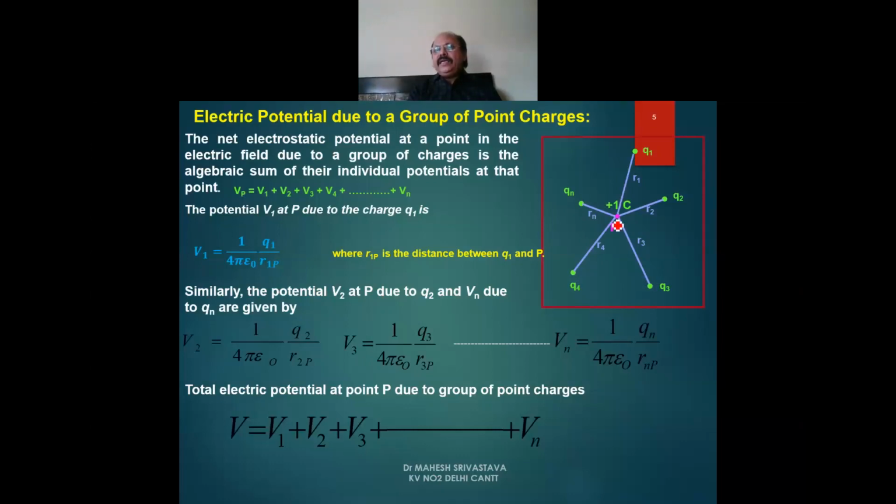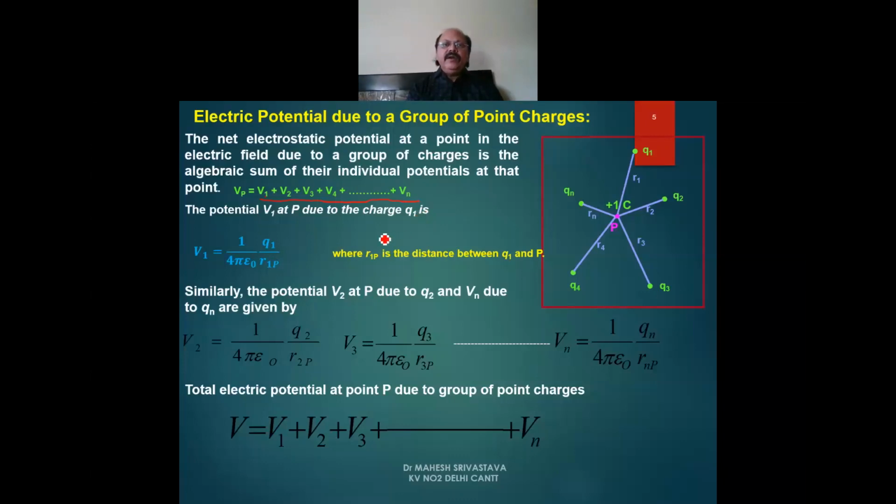So we have to calculate at this point P the total electric potential, which is the algebraic sum of potential due to Q1, Q2, Q3, Q4 and so on Qn. That is Vp equals V1 plus V2 plus V3 plus V4 and so on plus Vn. Now as you have just derived, electric potential at a point due to a single charge is V equals 1 upon 4 pi epsilon naught Q upon R.